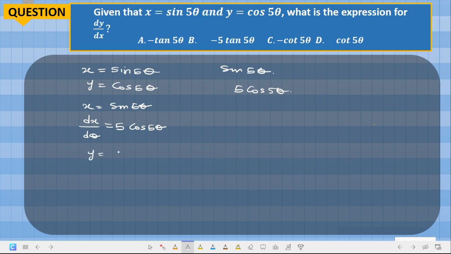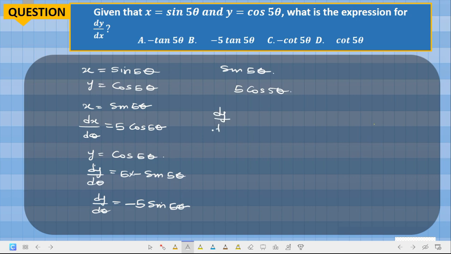Now our y is what? Cos 5 theta. Now what do we do? This becomes dy/d theta, which will be equal to, now first of all differentiate 5 theta, it gives us 5. When you differentiate cos theta, it gives us minus sine. Then you write the 5 theta again. So dy/d theta is equal to, this times minus times this, everything will give us minus 5 sine 5 theta.